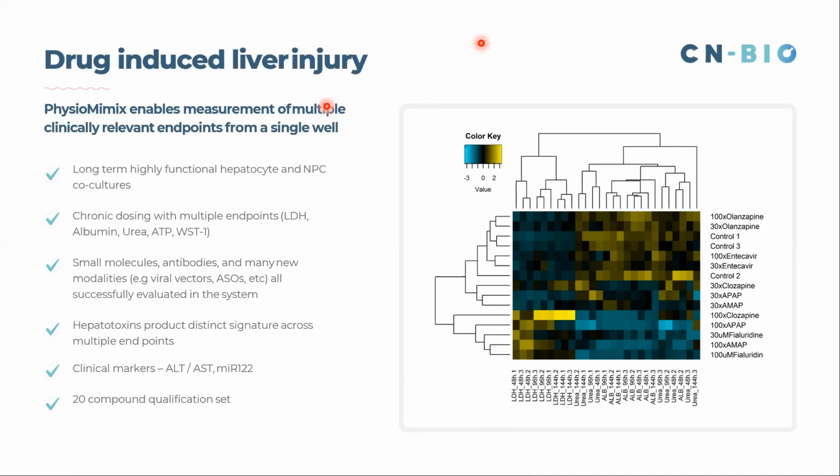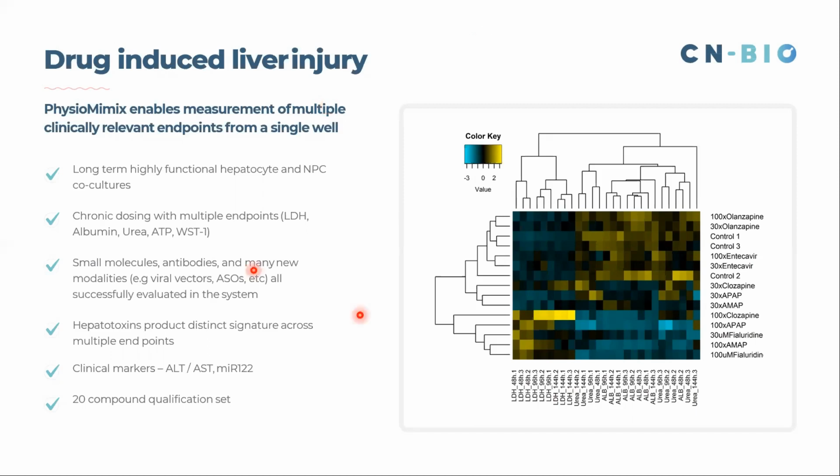The way we use our system is we can look at both acute and chronic effects of drugs on our liver cultures. Particularly, what we typically do is not just look at single endpoints for a particular drug. We will look at multiple clinically relevant endpoints: the production of albumin, the production of ALT, AST, the production of urea, and the combination of all of these molecules, we can then get a profile of how this molecule behaves.